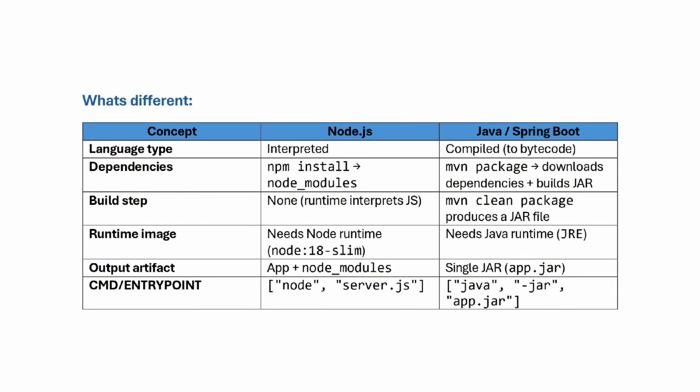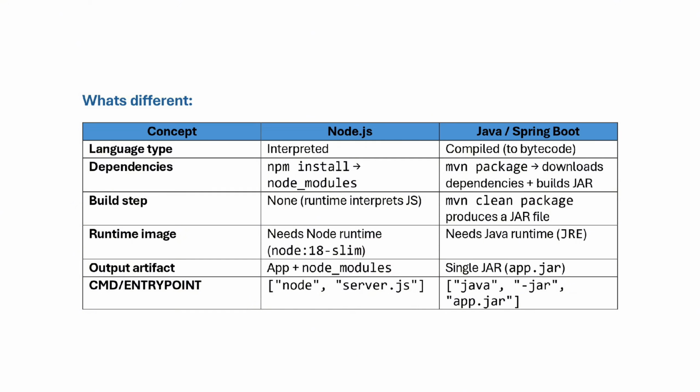Runtime image. In Node.js it needs a Node runtime, that is Node 18 Slim, for example. In Java Spring Boot it needs a Java runtime, the JRE. Output artifact. In Node.js it is the app plus node_modules. In Java or Spring Boot it is a single jar, that is app.jar, which is the compiled app.